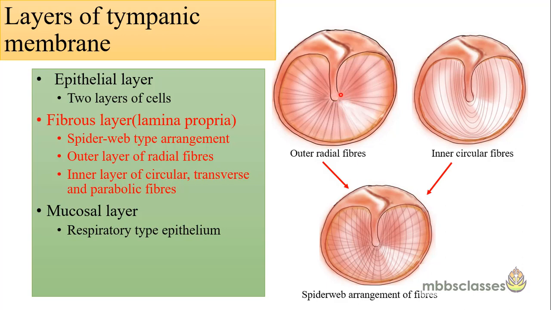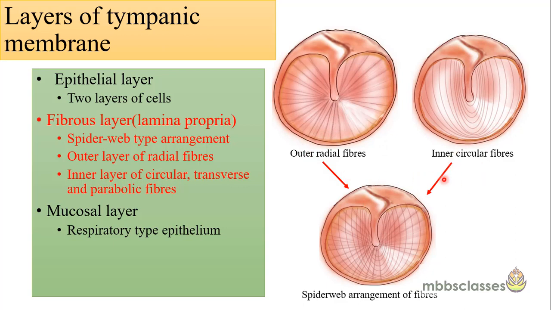They are arranged in a radial pattern like the spokes of a wheel. The inner fibrous layer is not radial. It is arranged in a circular manner, mainly towards the periphery. So the outer fibrous layer is a radial pattern, and the inner fibrous layer is the circular pattern.